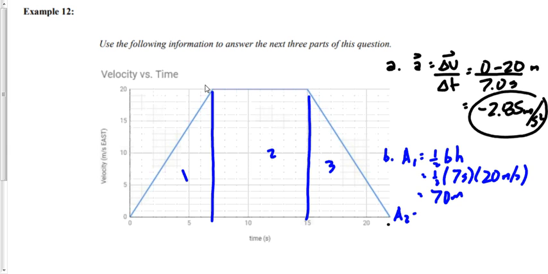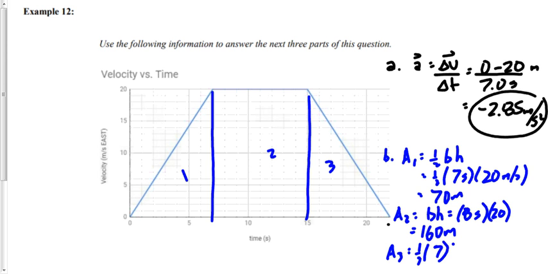In the second stage, it's a rectangle, so we'll say base times height. We're going from 7 to 15, so my base is 8, and my height is 20. That's going to give me 160. And the third one, that's a triangle again. So it's 1/2 of the base, which is from 15 to 22, and the height goes from 0 to 20. 20 times 7 is about 140, times 1/2 is 70.